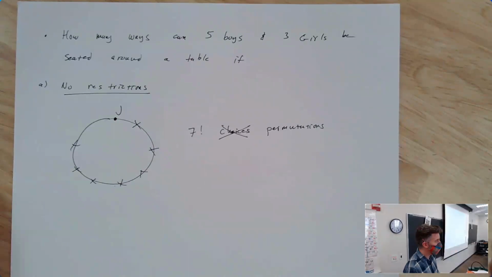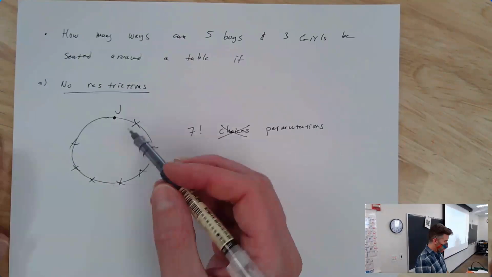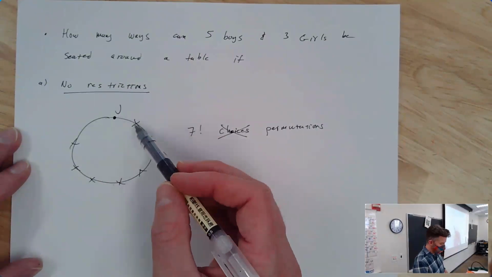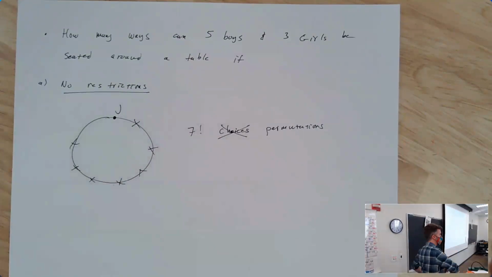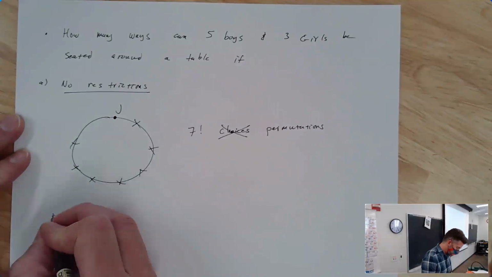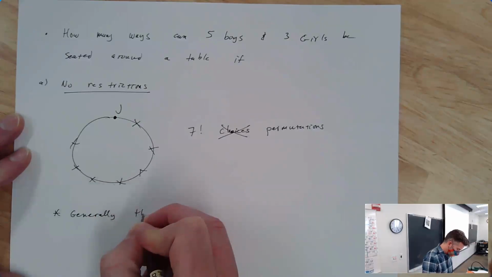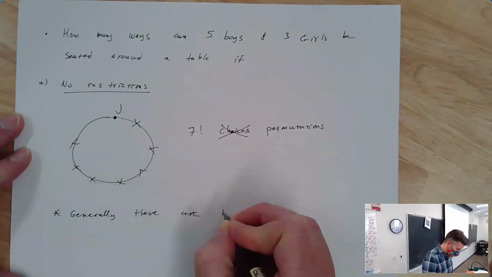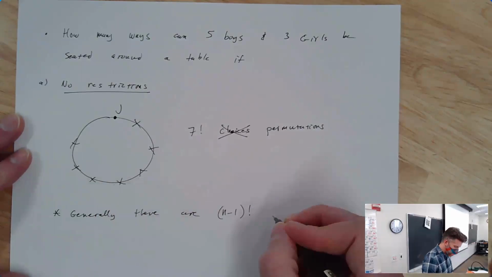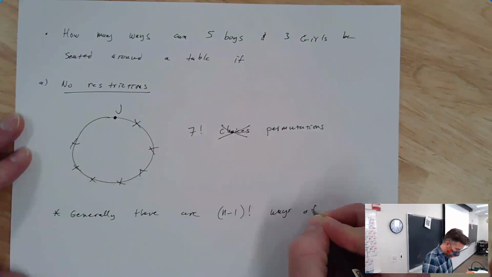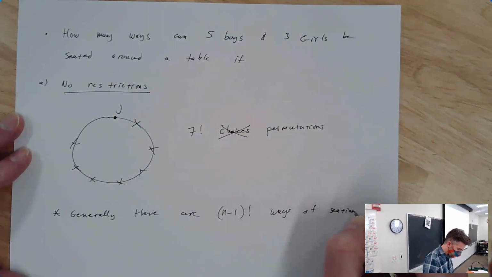But it's not going to be 8 factorial. Because 8 factorial would then account for me sitting in any one of these other spots, but still with the same orientation as the other 7 people around me in the same way. So when you're seating people at a table, more generally, there are n minus 1 factorial ways of seating n people at a table.